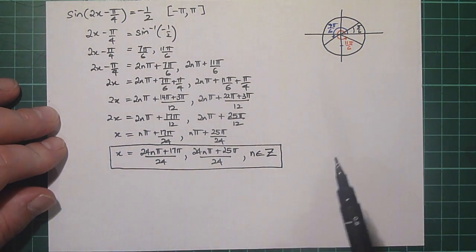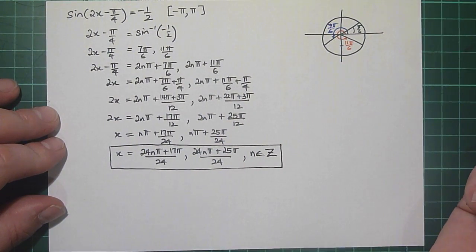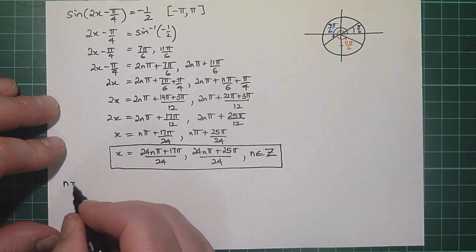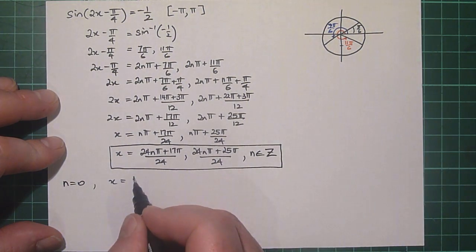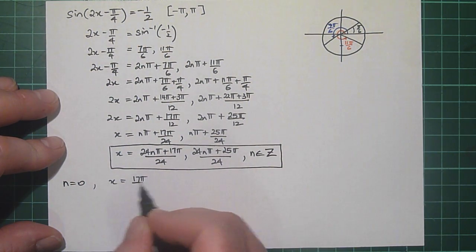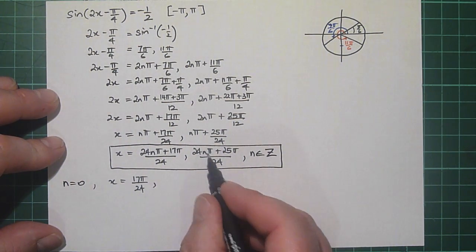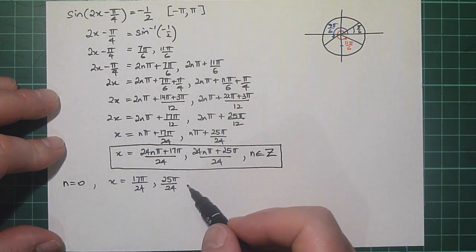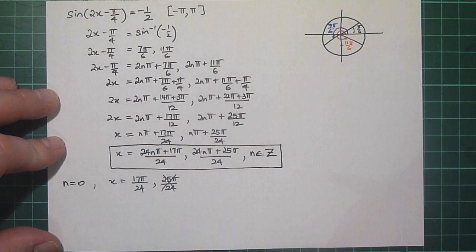But in this question, we have a restricted domain. It's minus π to π. So how do we find the solutions just for that domain? We can start with n equals 0. In that case, we just get 17π on 24 there. If this n is 0, we'll just get 25π on 24. But you can see there already that's outside the restricted domain. That's bigger than π. So that's not going to be a solution.